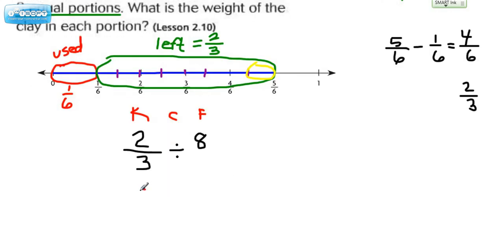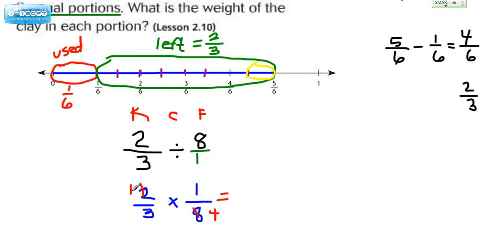Keep the 2/3. Change this to multiplication. And change this to its reciprocal. Remember, that's the same as 8 over 1, which means that that becomes 1 over 8. All right, and then we might even consider reducing. 2 goes into that once. 2 goes into that 4 times. Can't do anything going this way.